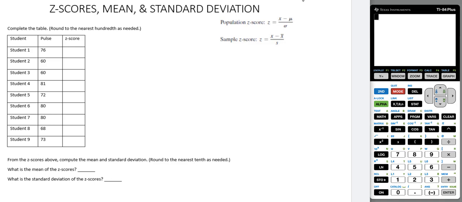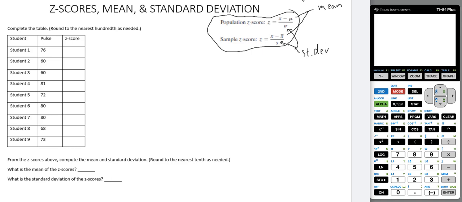So first off, you need to know your formulas. For z-scores, we have these two formulas here, and it's very important to know if you're talking about a population or a sample of data. Both use standard deviation, but we need to make sure that we are using the correct standard deviation from our formulas. Mean, however, is the same for both formulas. We use the same exact formula to calculate the mean. So just make sure that we are pulling the right standard deviation from our calculator.